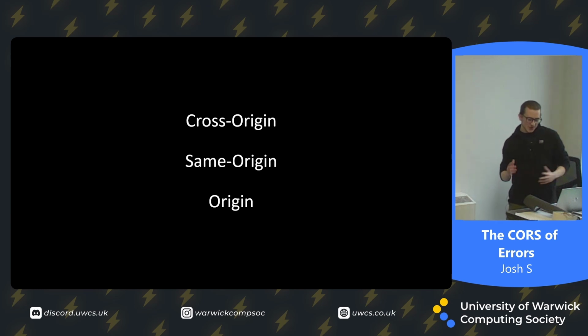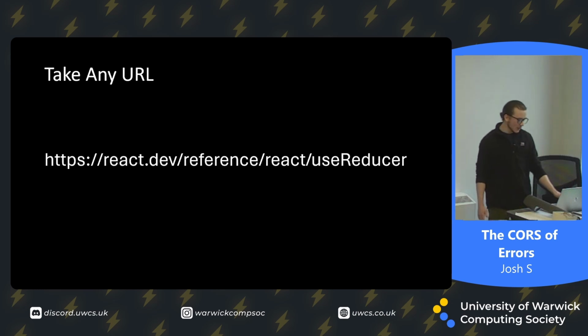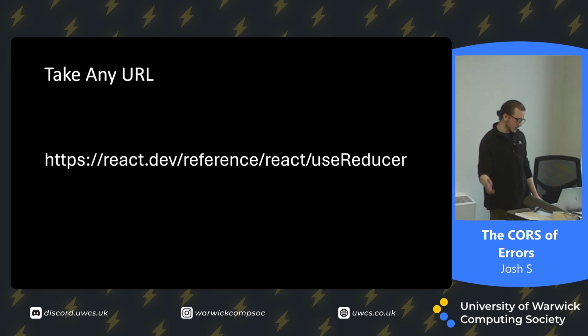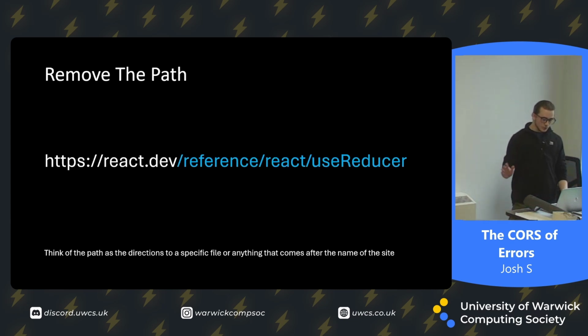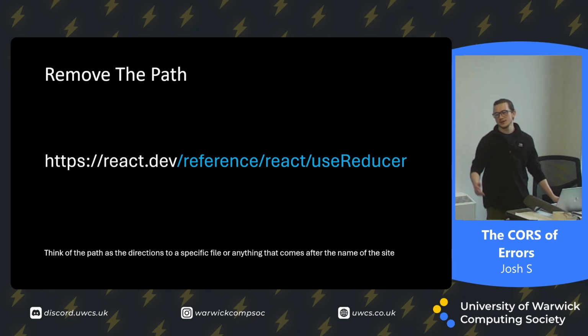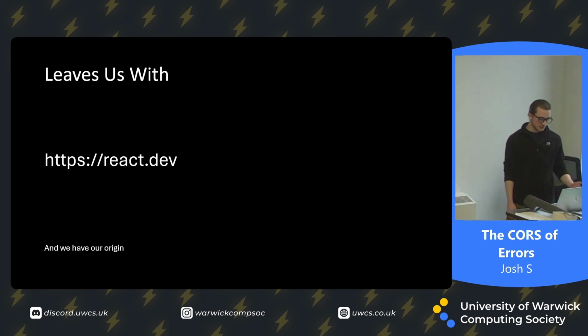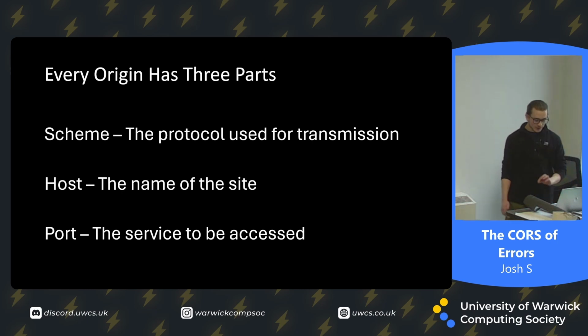Cross-origin, same origin, what do they actually mean? Well, take any URL. Here we have something from the React documentation. And you're going to remove the path. Think of the path as anything that comes after the .com or .net, for example, the part highlighted in blue. And that leaves us with this, the origin. Simple, right? Well, every origin has three parts: a scheme, a host, and a port.